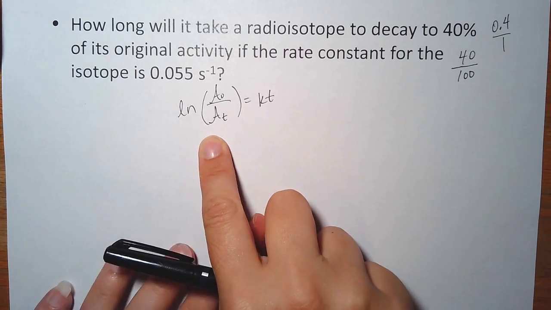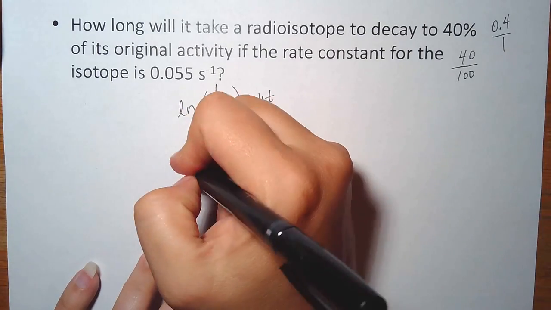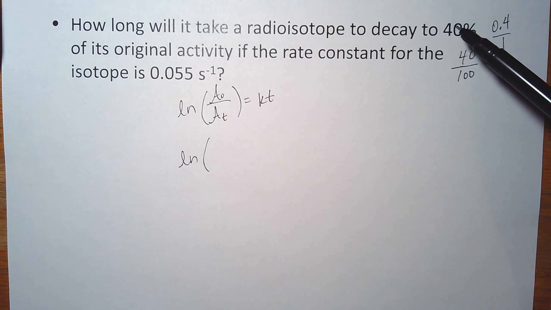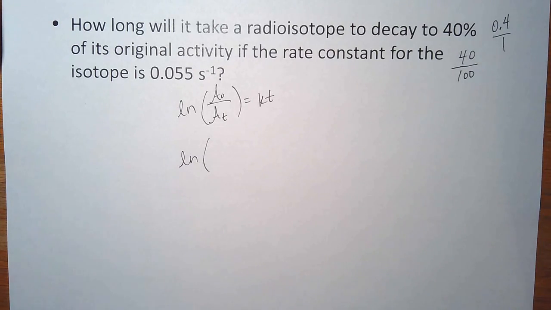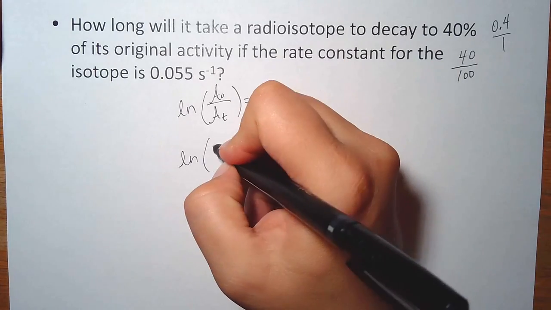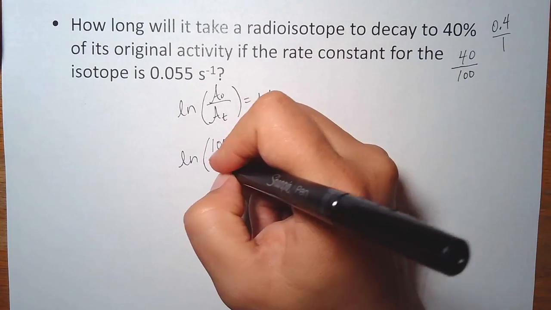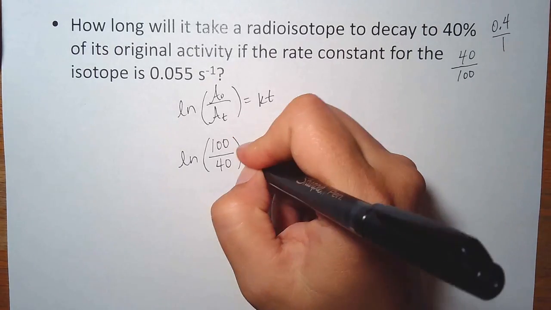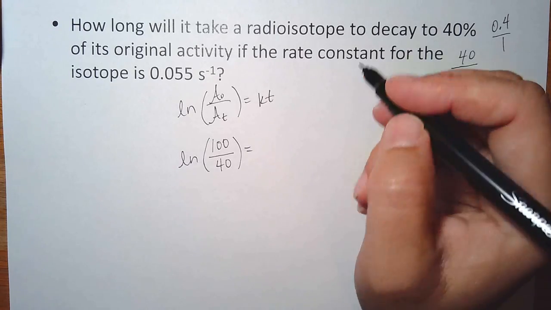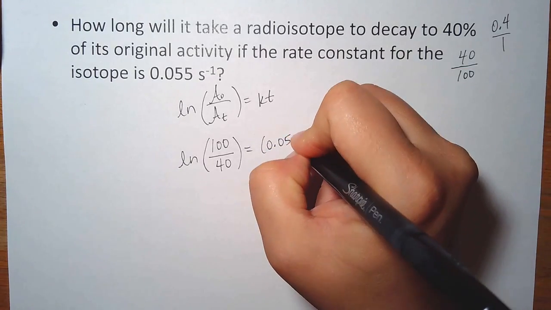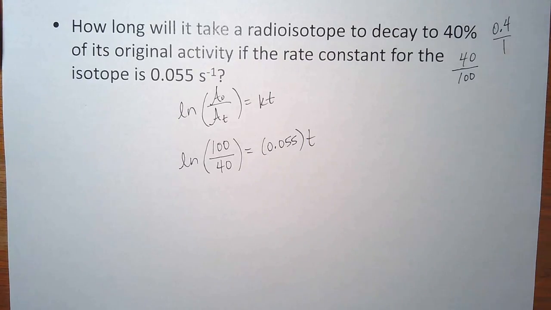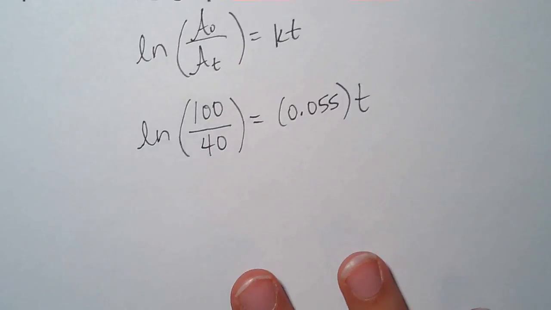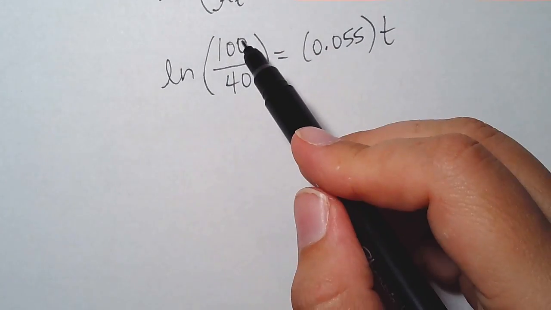Alright, so ln, if we're looking at having 40% remaining of its original activity, what percent was the original? Okay, we always assume the original was 100%, and we want to know having 40% left. Alright, and we have our rate constant, 0.055, and we're trying to solve for time. How long is it going to take? Alright, so our percentage then, we started with 100%, now we're down to 40. How long did that take?